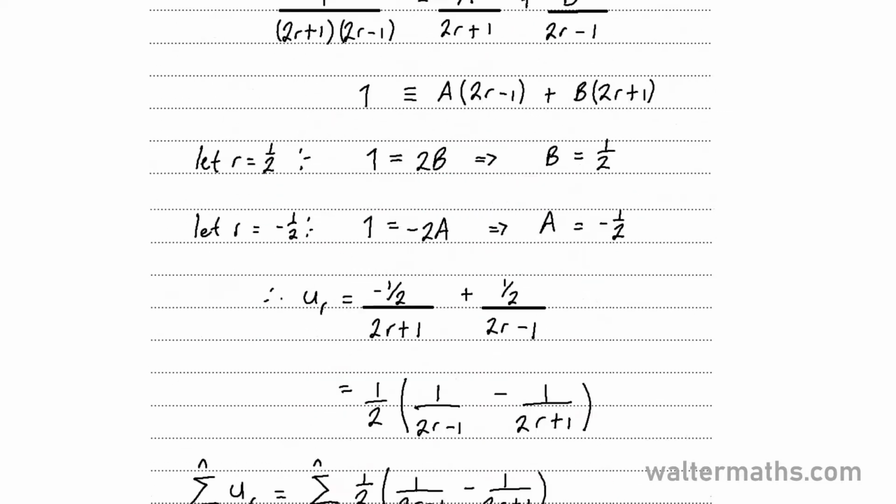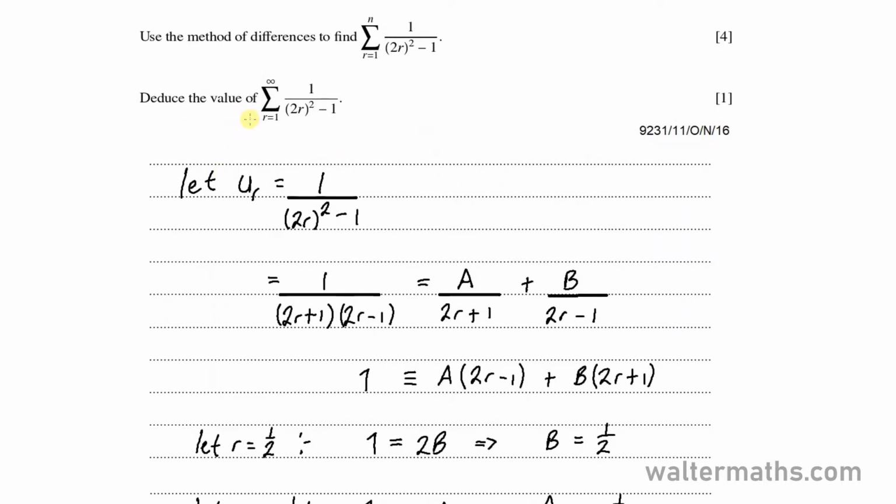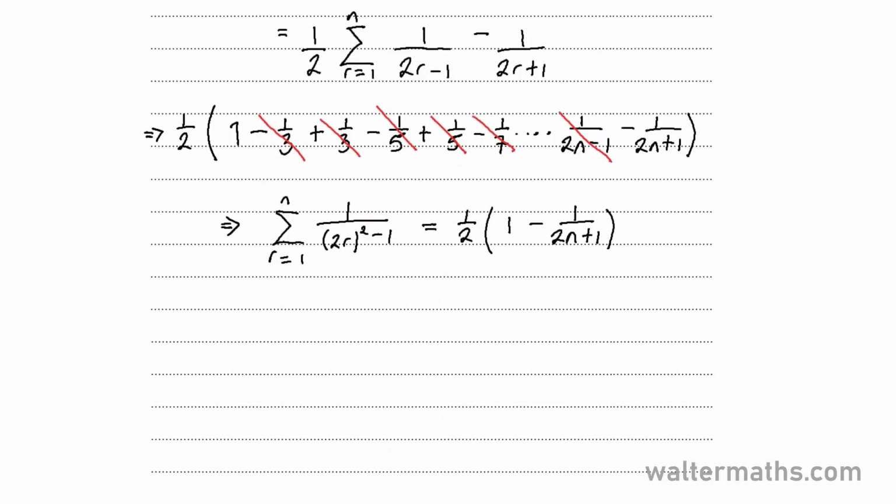Now the second part of the question goes, deduce the value of the summation from r is equal to 1 up to infinity of 1 over 2r squared minus 1. So what we're looking for is the sum to infinity. So that's the second part. We're looking for the sum from r is equal to 1 to infinity of 1 over 2r squared minus 1.